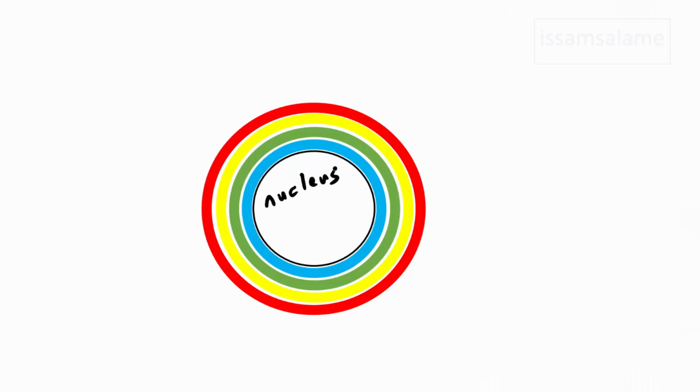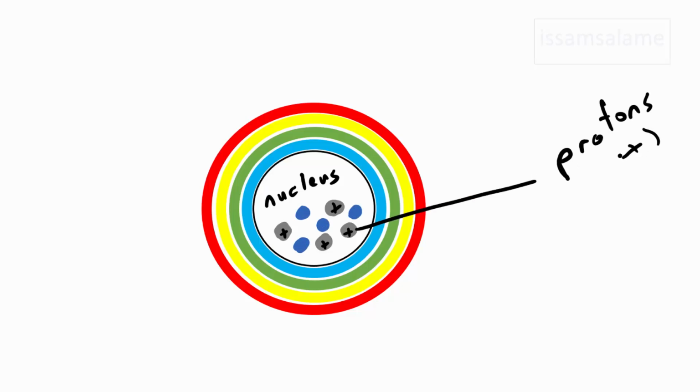Atoms, in fact, are made up of two different areas. At the center we have something called the nucleus. In that nucleus we have two different particles. I will draw them in two different colors. We have the gray particles, which are positively charged. We call them the protons. And we have neutral, uncharged particles. We call them the neutrons. So protons and neutrons are both found inside the nucleus.